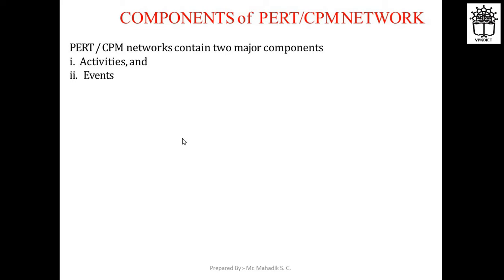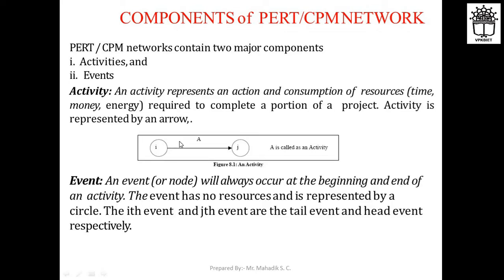So let us see the components of PERT and CPM networks. PERT CPM networks contain two major components: first is activities and second is events. What is an activity? An activity represents an action and consumption of resources, time, money, energy required to complete a portion of the project. An activity is represented by an arrow. You can see the activity from I to J, that means events I and J are there, and the activity is performed between these events.